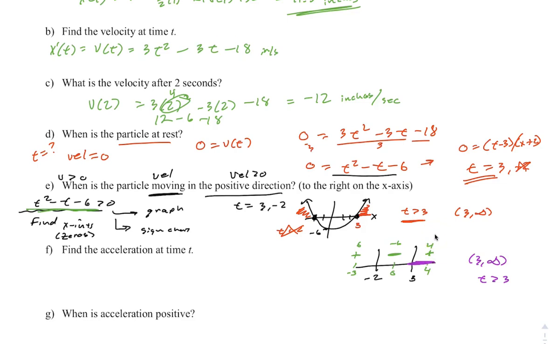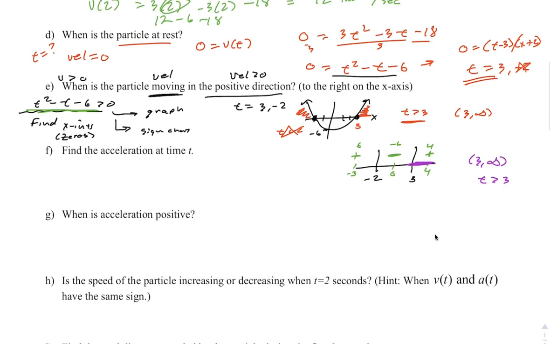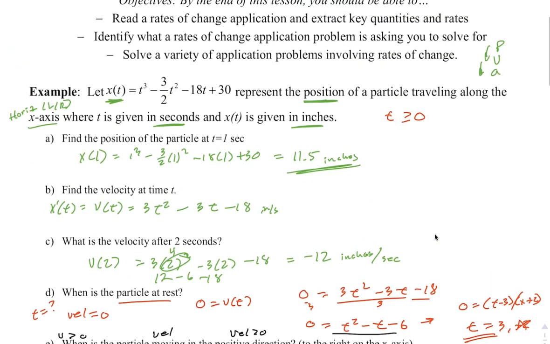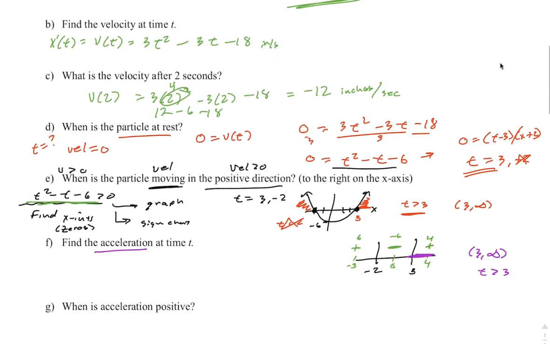We'll do another one like that in a second. Next, let's find the acceleration at time t. Remember, acceleration is the derivative of velocity. Up here in my chart: position, velocity, acceleration. It's like the increase and decrease in the velocity. My velocity function was 3t squared minus 3t minus 18. My acceleration function would be the derivative of that, so 6t minus 3. That's my acceleration function at time t.